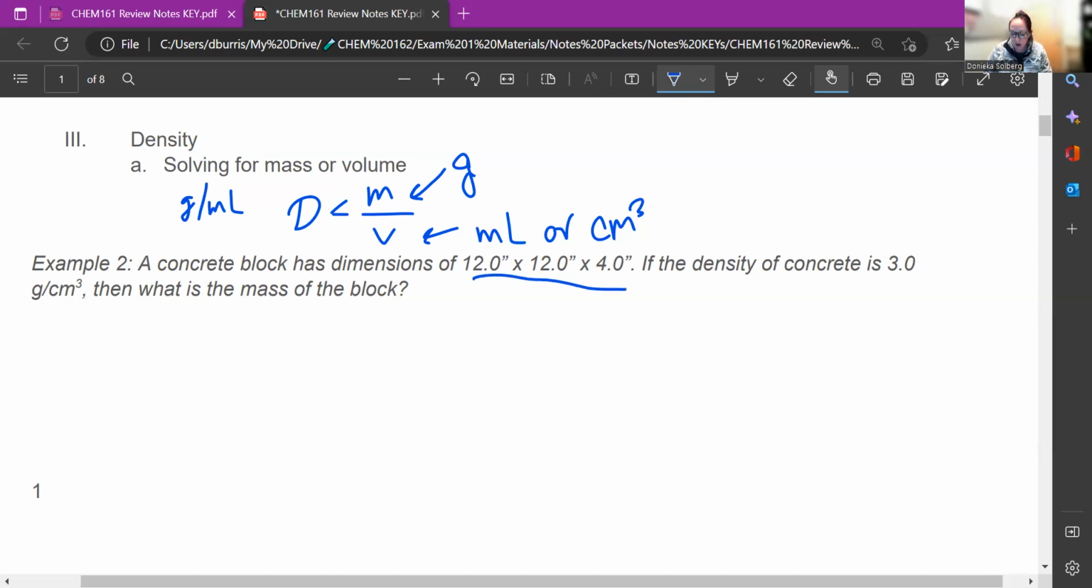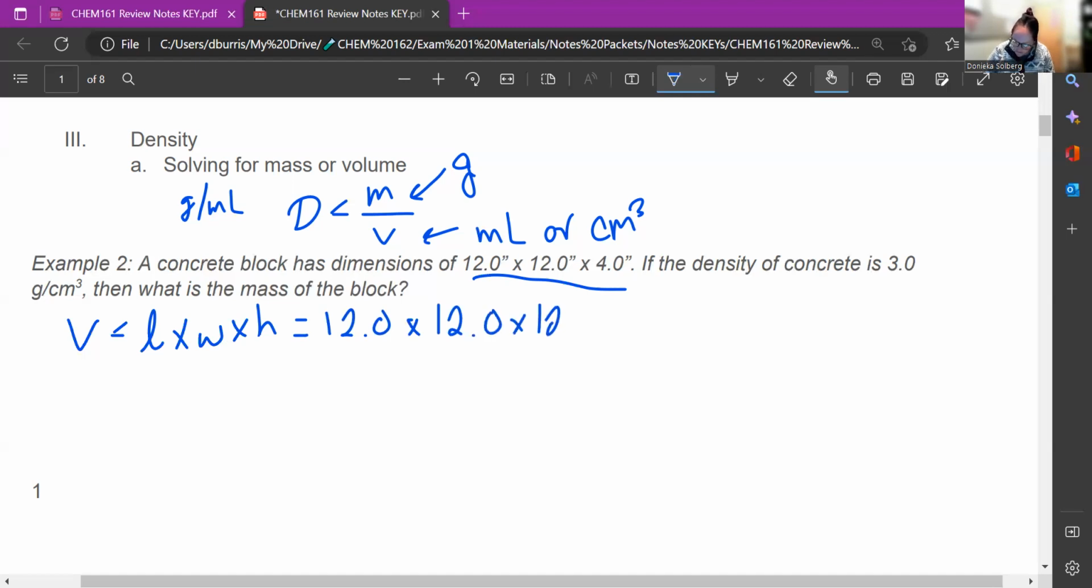So I've got this 12 inches by 12 inches by 4 inches. If those are the dimensions, I know that I can get that as a volume, right? The volume of a block is length times width times height. So I'm just going to multiply those. So I would do 12 times 12 times 4, and that will get you your volume. Now, always keep your units. That's what's going to keep you on the right track. These are all in inches, so this is going to give me some number in inches cubed. Okay, so that's my volume.